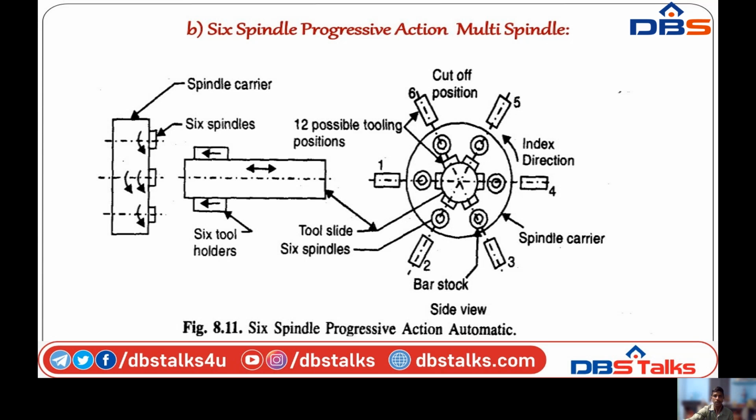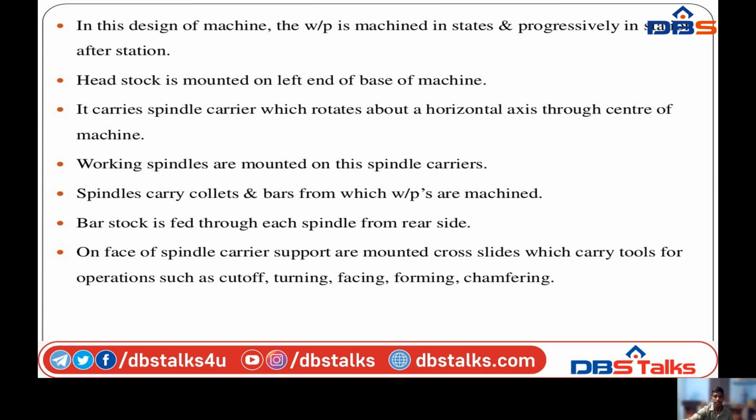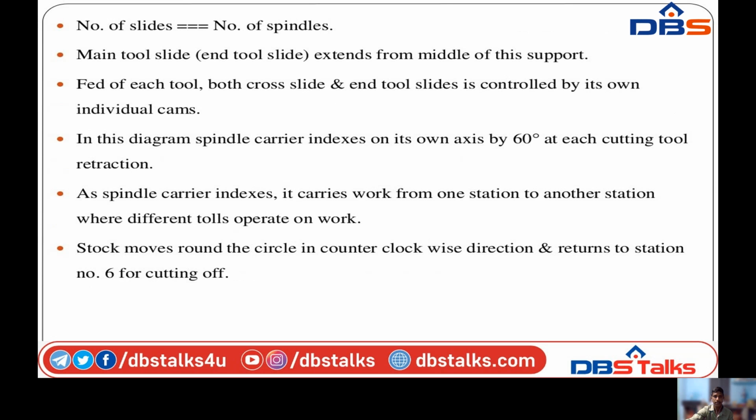By using 6 spindle progressive action multi-spindle, the production rates are very high. That means mass production can be obtained by using 6 spindles. All operations can be done by using 6 spindles at a time. It is the advantage of the 6 spindle progressive action multi-spindle lathe machine. In this, the headstock is mounted on the left end of the base of the machine. Working spindles are mounted on the spindle carriers. Bar stock is fed through the spindle from the rear side.